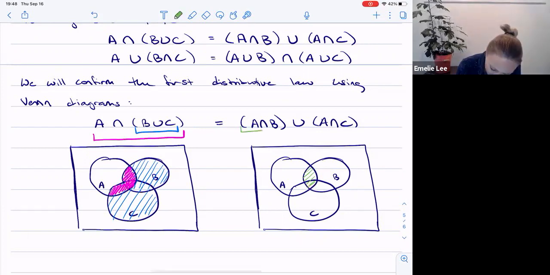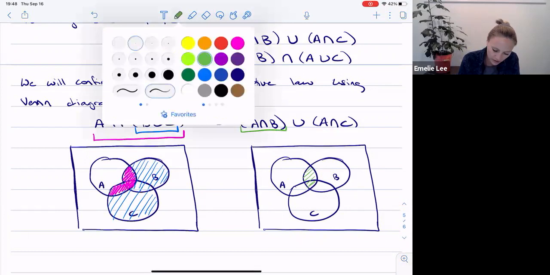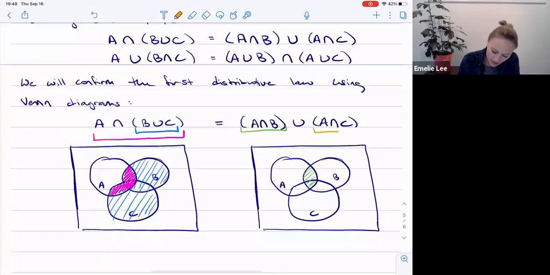So that's this one, A and B. How about A and C if I switch colors here? A and C. So it has to be in the A circle and in the C circle, right? And so the only way that that happens here is like that. Okay.